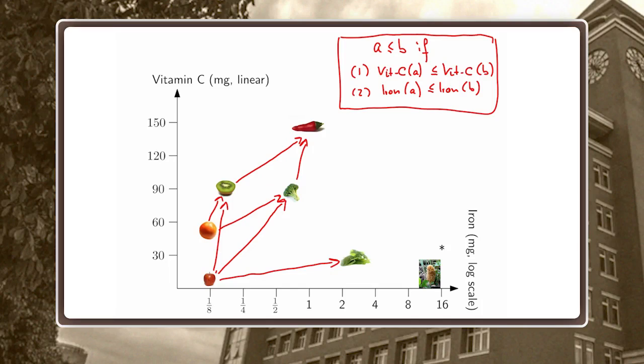And to make it complete, we would also have to insert an arc from the apple to the chili and from the orange to the chili, because also the orange is smaller than the chili in this ordering. Okay, this is an example of an ordering. Now it deserves a formal mathematical definition. Okay, are you ready for it?